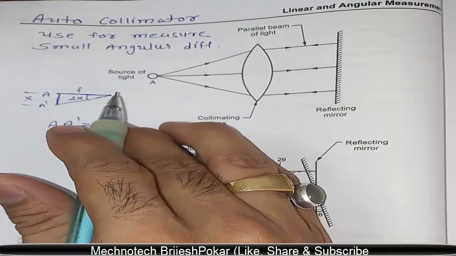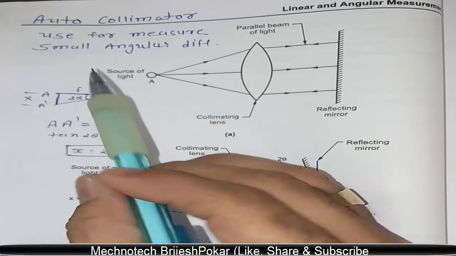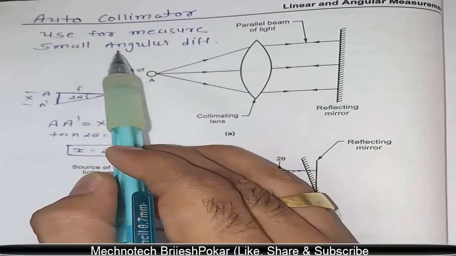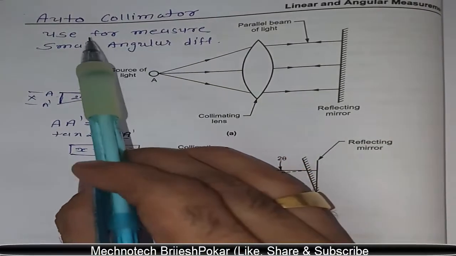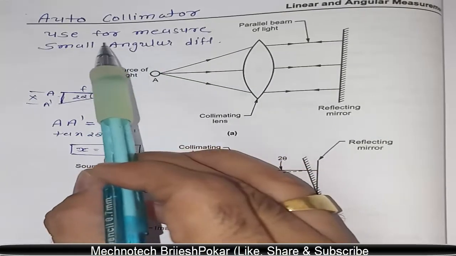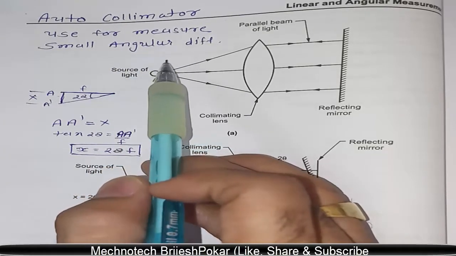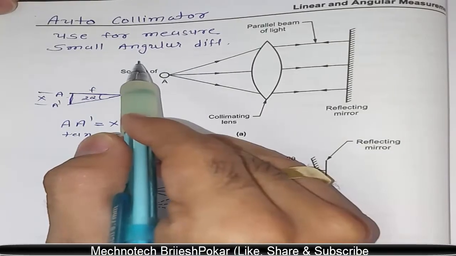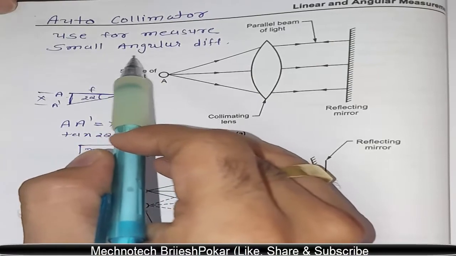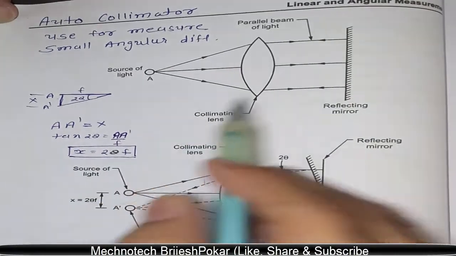This is the second chapter, linear and angular measurement, and our topic is the autocollimator, which is used to measure very small angular differences. Again I am repeating, the autocollimator is used to measure small angular differences. Let us see how. It is a very accurate as well as sensitive approach for small angular differences. So now let us see how it works.